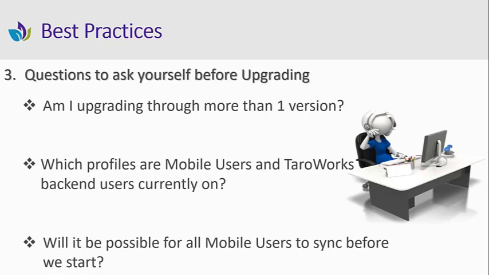The second question is, you need to have a list of the profiles that your mobile users and your TaroWorks backend users are currently on. When you install TaroWorks, there are two default profiles, as we'll see: the TaroWorks user profile and the TaroWorks partner user profile. Apart from those two, you need to have a list of all the other profiles that you use for both your mobile users and your backend users.